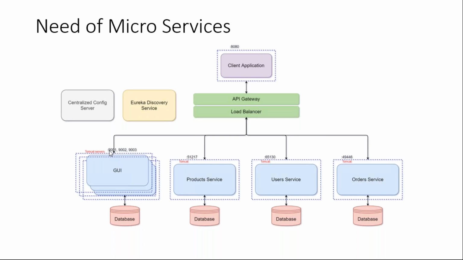First one is running on port 9001, and the second instance is running on port number 9002, and the third instance is running on port number 9000. Any questions here, guys? Any questions here on discovery server?